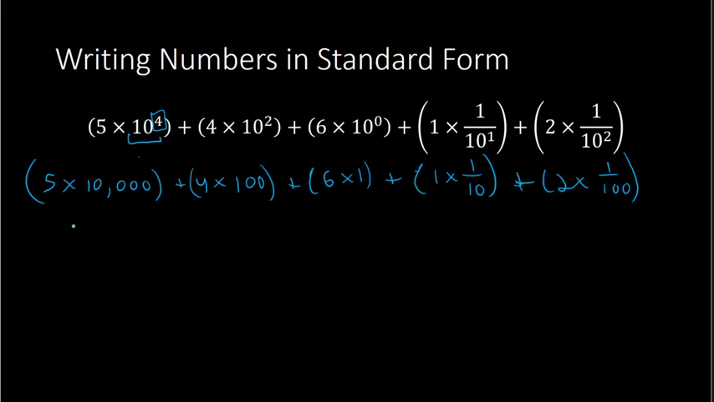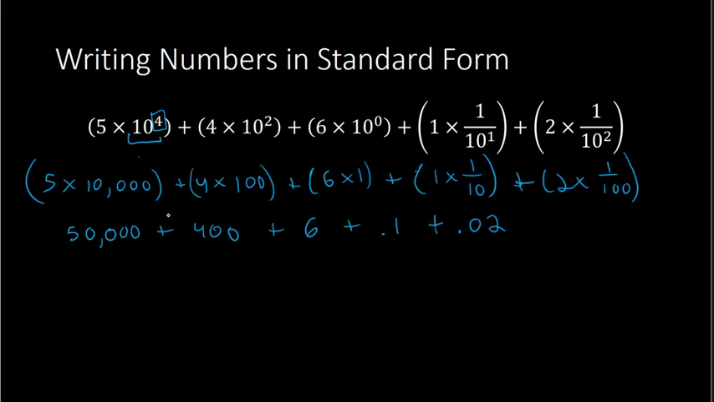So 5 times 10,000 is 50,000. And then 4 times 100 is 400. 6 times 1 is 6. 1 times 1/10. 1/10 is 0.1, right? So we have 1/10 or 0.1. And then here we have 2 times 1 over 100. That'd be 2 100ths or 0.02 as a decimal.